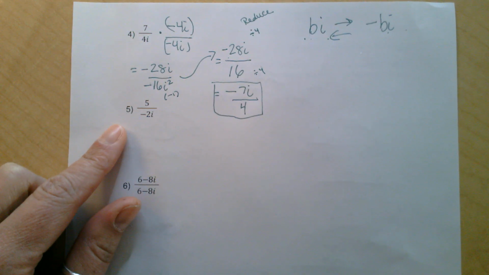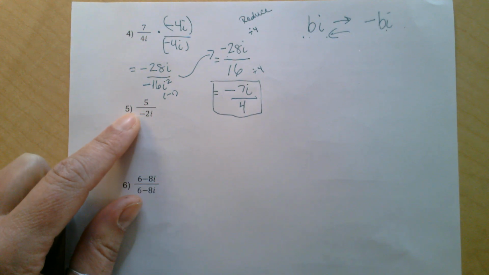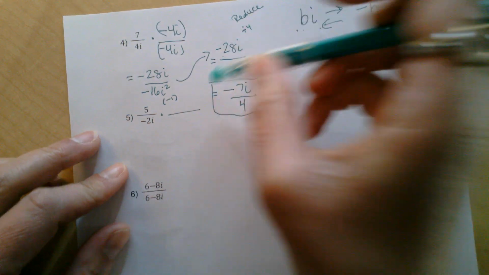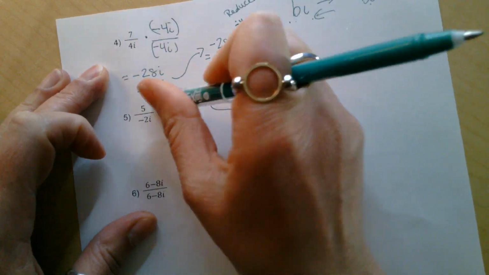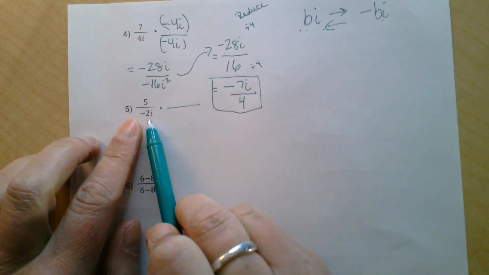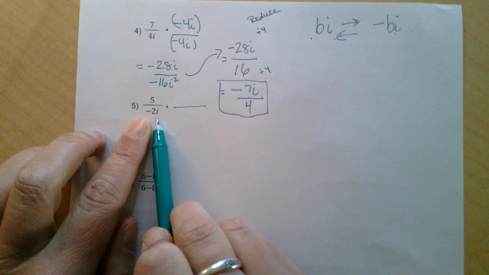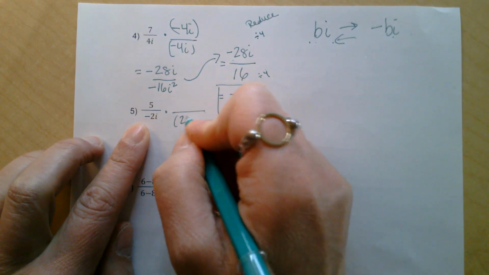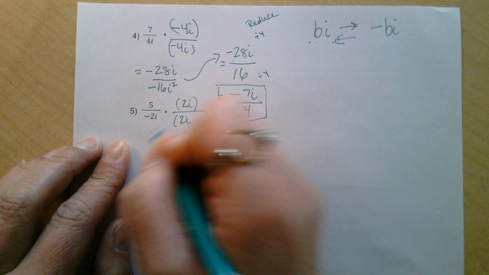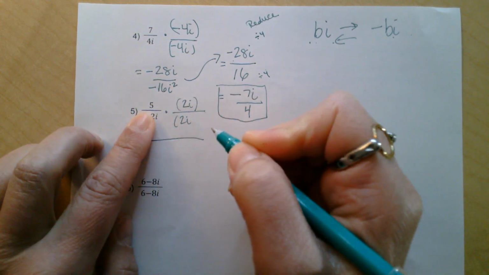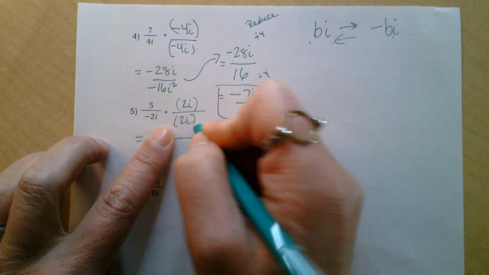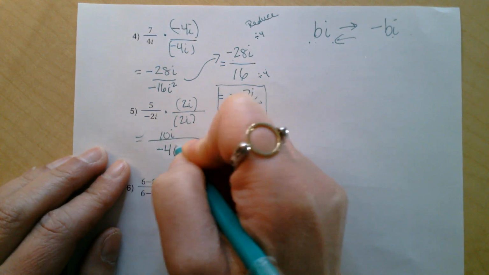All right, number 5. 5 divided by negative 2i. And so we're going to multiply, and I'm just going to erase this here so we have just a little bit more room. Okay, after multiply, we have negative bi. So I'm going to multiply by a positive. So positive 2i, that's going to equal 5 times 2i is 10i. Negative 2i times positive 2i is negative 4i squared.